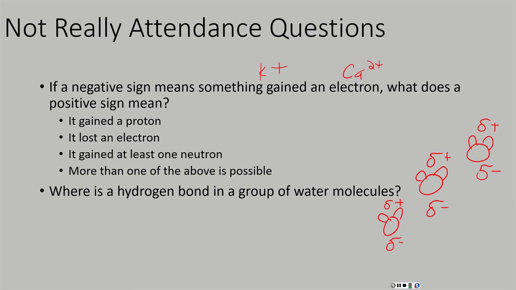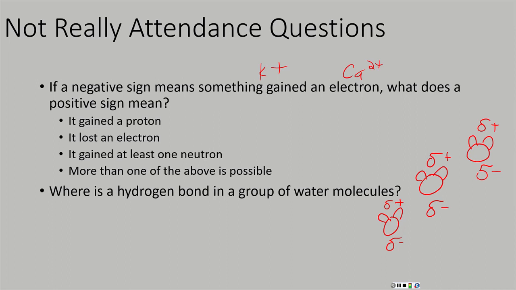Negative signs mean that it gained an electron and now it has an extra negative charge. So positive signs mean that it lost an electron. It seems like a positive should mean that it has an extra proton because it's got an extra positive. Well, it does have an extra positive. That's what the positive sign is telling us. But nothing ever gains or loses a proton. Because if you gain a proton or if you lose a proton, it changes the identity of the element.